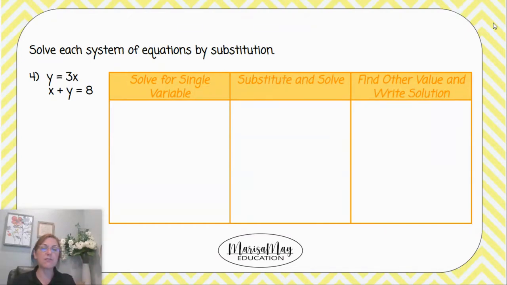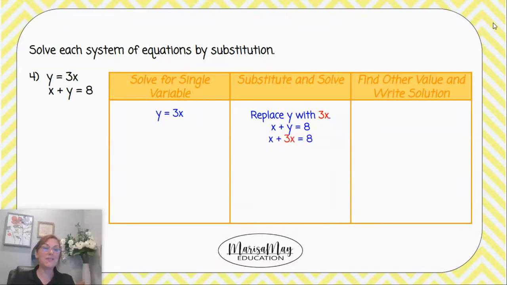Like for instance, in the first equation, you have y equals 3x. Y is a single variable because there's no number written in front of it. So a lot of times the work's already done for us if we can identify that single variable. Now, in the second column, we're going to replace the y with a 3x, but we're going to do it in the second equation. So we're going to take that x plus y equals 8, and I'm going to replace the y with a 3x.